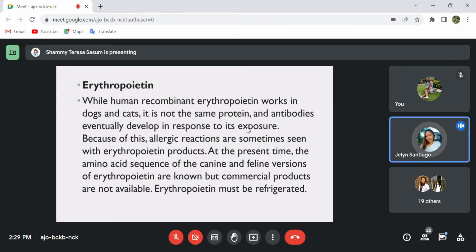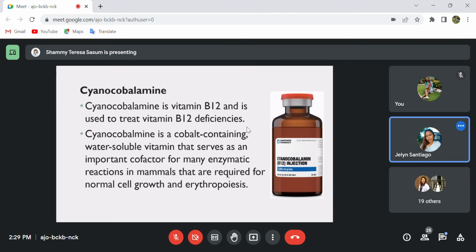Erythropoietin must be refrigerated. Next slide. And next is cyanobalamin. It is a vitamin B12, and it is used to treat vitamin B12 deficiencies and certain types of anemia in many species. It may also be used in animals with cobalt deficiencies and certain pancreatic disease or intestinal malabsorption problems.